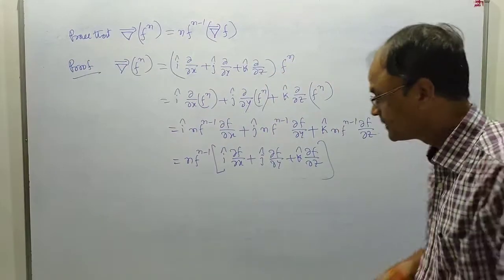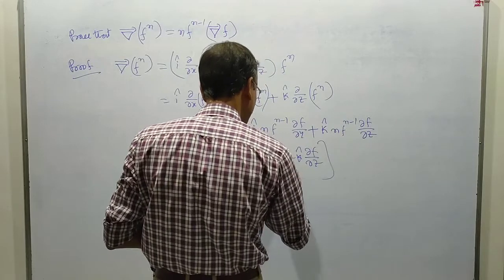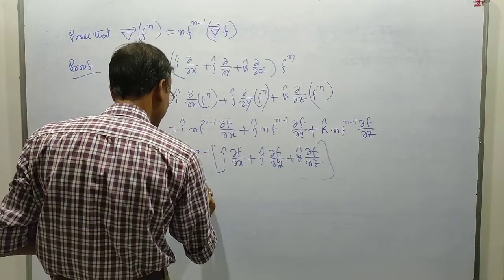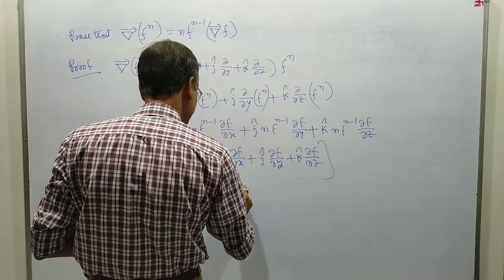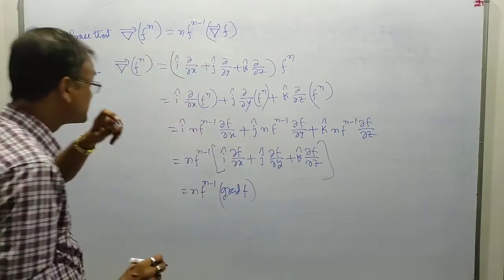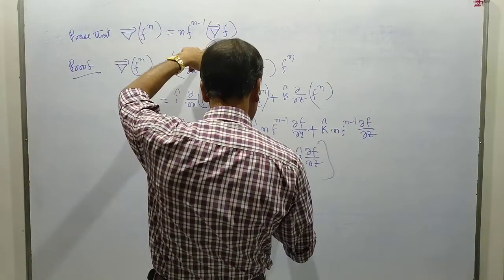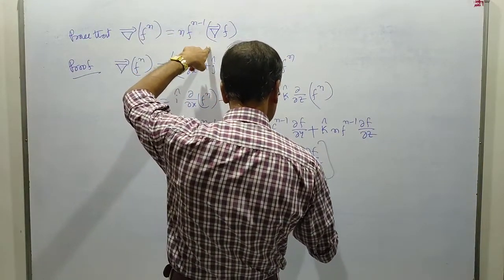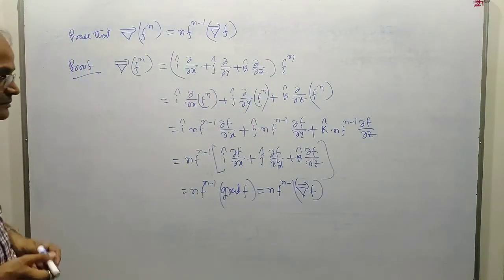You see, this is nothing but the gradient of f. So n f to the power n minus 1 times the gradient of f. You may write it in this way also, the same thing.